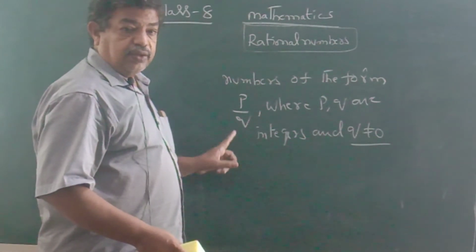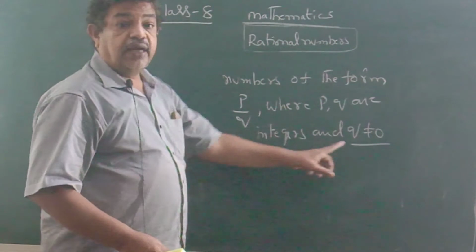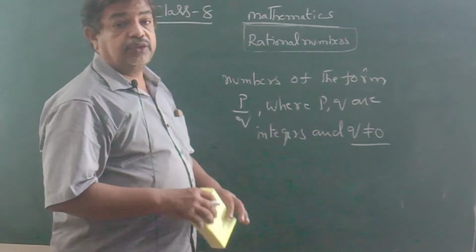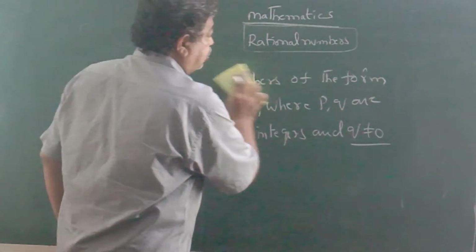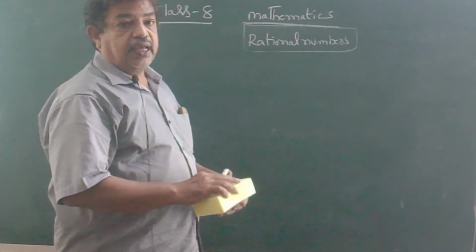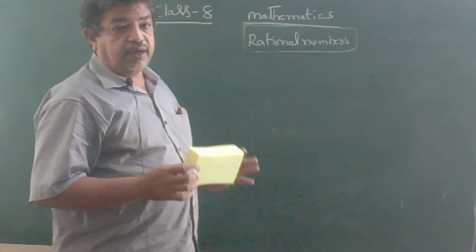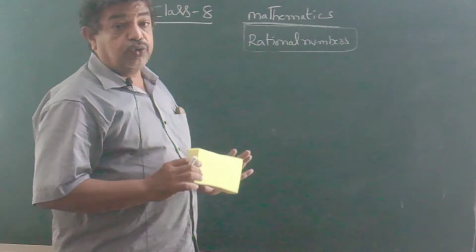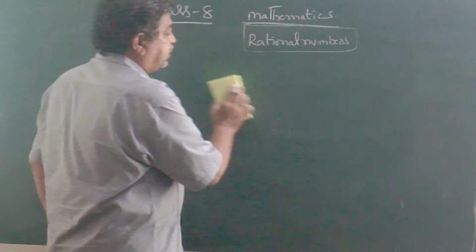P is the numerator, q is the denominator. Both p and q must be integers and the value of q should not be equal to 0. Such numbers are called rational numbers. So, your definition, what are rational numbers? Rational numbers are in the form of p by q, where p and q are integers and q is not equal to 0.